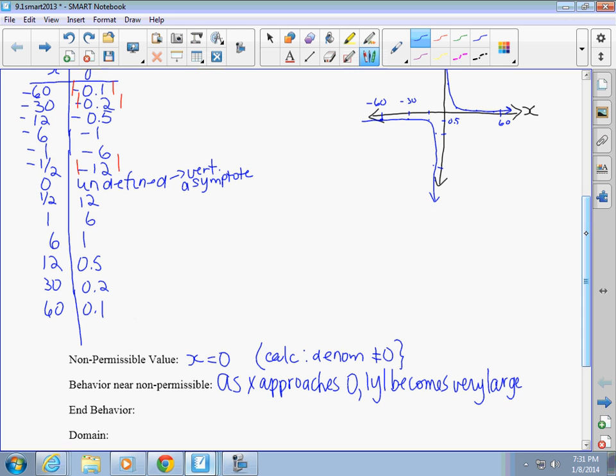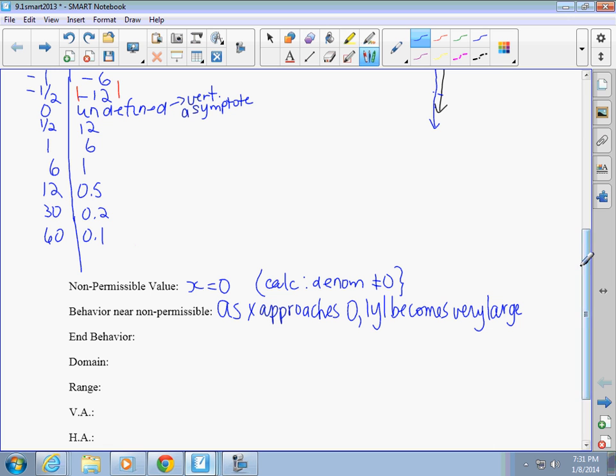So if I look at my graph here, as my x's are getting bigger, my y's are getting closer to 0, so my graph is coming closer and closer here to 0, but never, ever touching it or crossing it. So as x gets larger, the absolute value of y approaches 0.